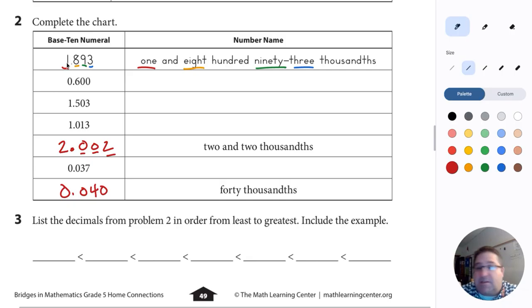One thing I sometimes do is I say, let's start, is there one that we know for sure? Do we have a lowest one or a largest one? 1 and 893 thousandths, 600 thousandths, 1 and 503 thousandths. Well, only one of them starts with a 2. So we know that this guy is going to be our largest decimal down here. 2.002, okay? And then how about our smallest one? Well, it's going to have 0 for our whole number. So we got 600 thousandths, 37 thousandths, 40 thousandths. Well, that 37 is going to be the smallest, isn't it?